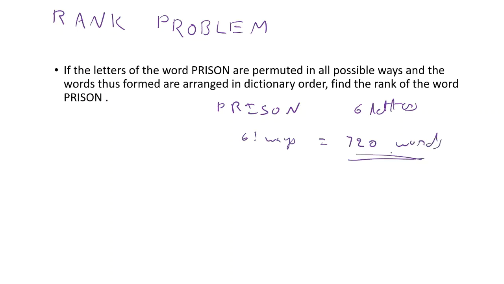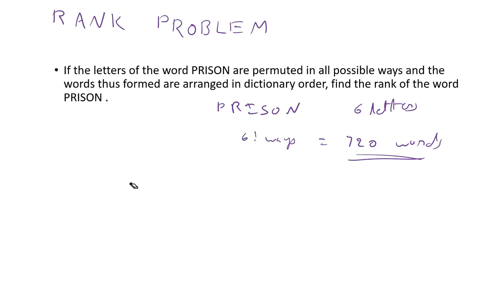Now what they are asking us to do is list down these 720 words in dictionary order. After listing down these 720 words in dictionary order, we have to look for the word prison. The position where prison stands is called the rank of the word prison. But it is not possible for us to write down all these 720 words. So we have to develop a technique to find out the rank of the word prison without actually listing down all the permutations of the word prison.